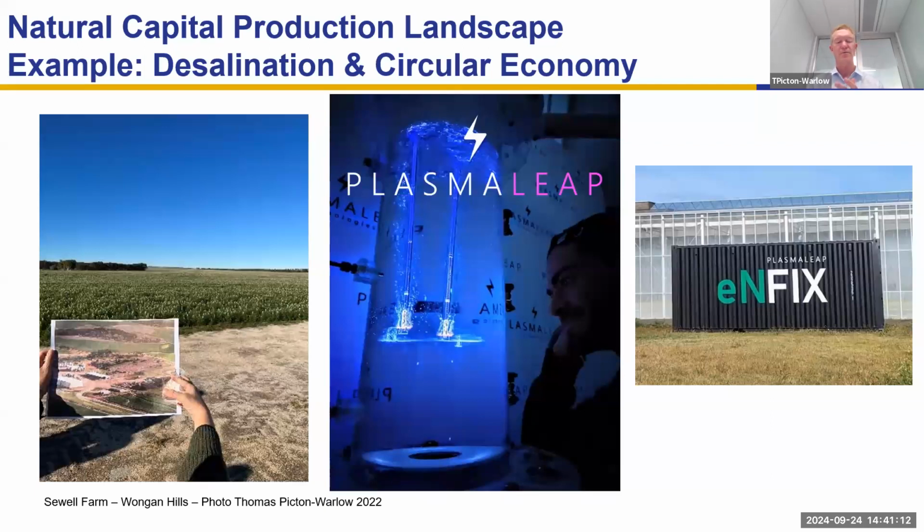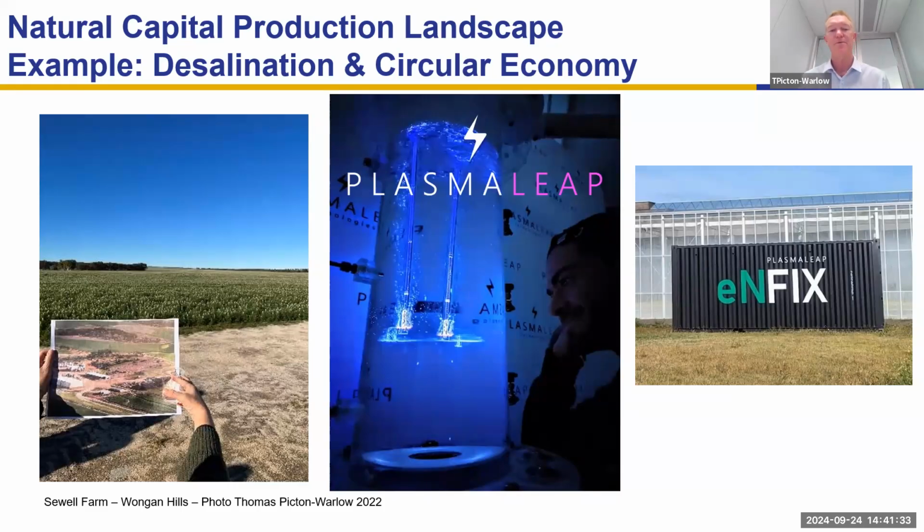This is an example from the Sewell Farm in Wongan Hills. They managed to reclaim 30 hectares of land, which was saline, by basically putting in a desal plant, dropping the water table and using that fresh water for horticulture and farming inputs. So an amazing story, and I'd recommend that you have a look at that if you haven't seen that before.